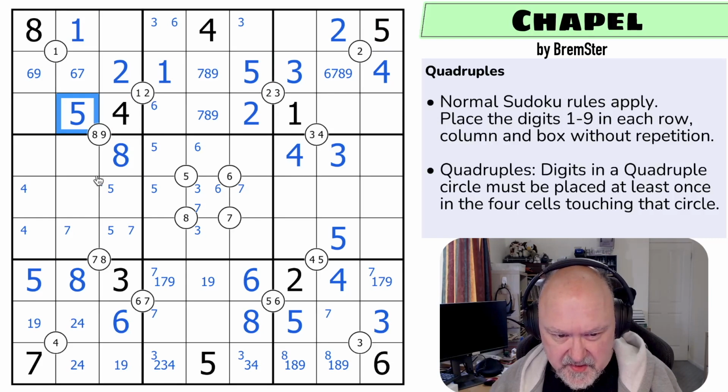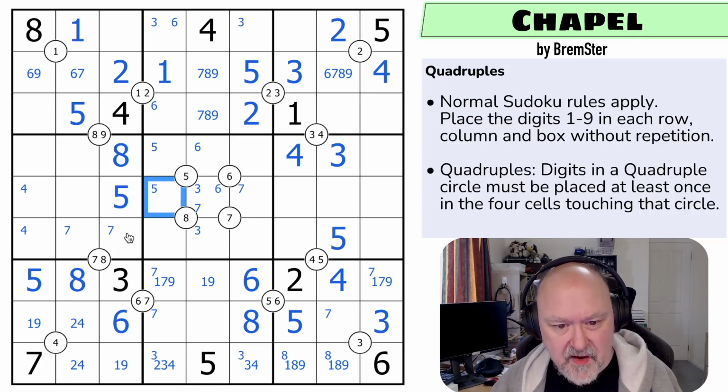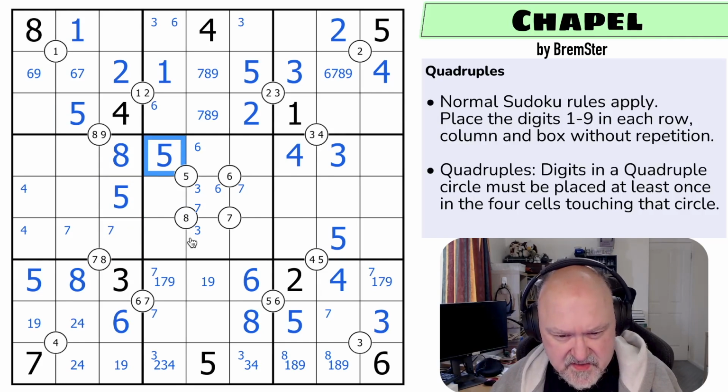Does that allow me to do anything more with 5s? 5 and 5. Yes, this 5 is looking across saying, that's not the 5, that's the 5, this isn't the 5, this is the 5. That's all the 5s.